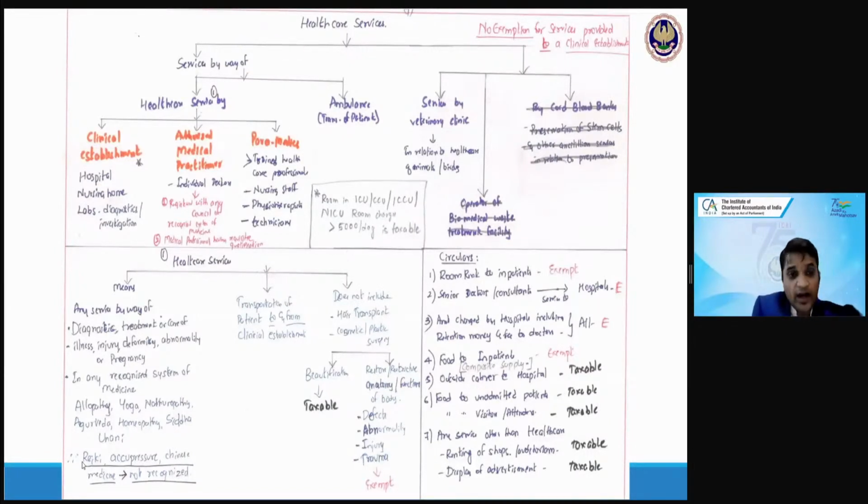Mess facility up to higher secondary school is exempted, and it does not matter if it is given to a student or a teacher. Up to higher secondary school, it will be exempted. But generally that mess will be for the children also, right? It says services provided to a school or educational institution are exempted. So it could be children or teachers, because all of them together make an educational institution.